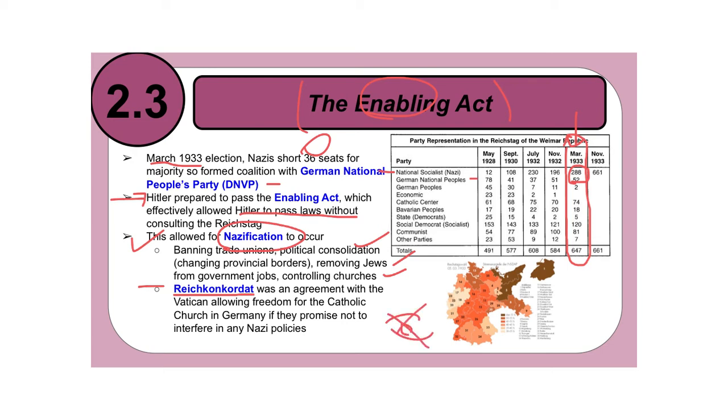We will not do anything if you will leave our churches alone. The Reich Concordat basically did that. The Catholic Church turned its back on all the issues that were going on in Germany, and the Nazis promised to leave Catholic churches and Catholic people alone. That's what this agreement was between the Nazi government and the Vatican in 1933.